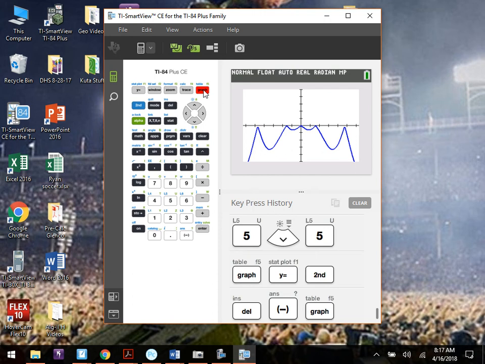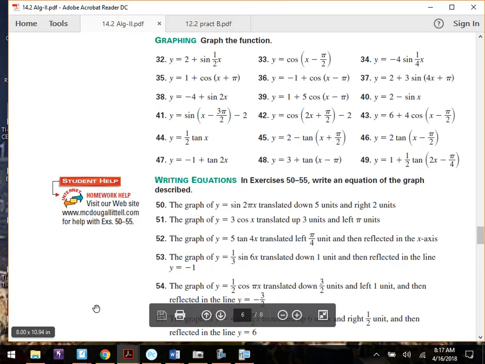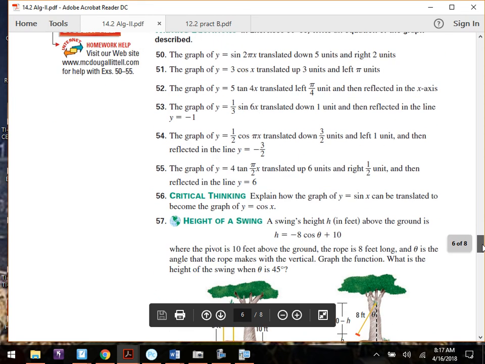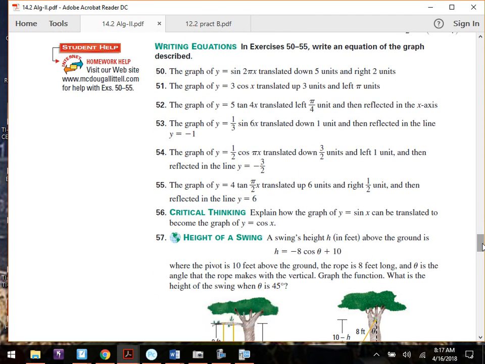So yeah, the other thing I wanted to show you real quick, besides all this really neat stuff, is that I know a couple of you guys were having problems with this whole translation stuff. What does that mean? So as you look at, let's look at 55.